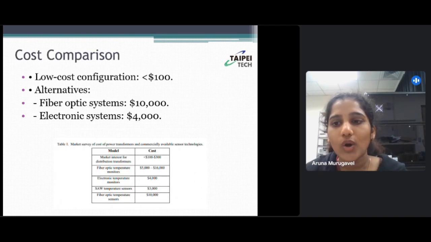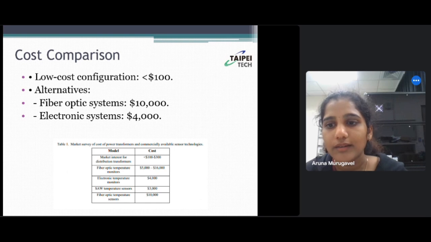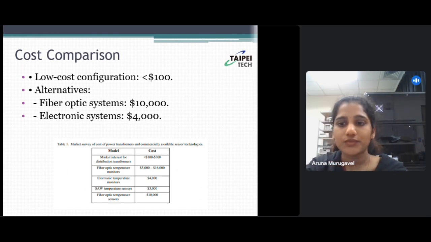This slide is about the cost comparison. The proposed optical fiber sensor costs less than $100. Then the traditional optical system costs around $1,000. Then the electronic system costs around $40,000. This significant cost reduction makes the solution highly attractive for the power transformer.